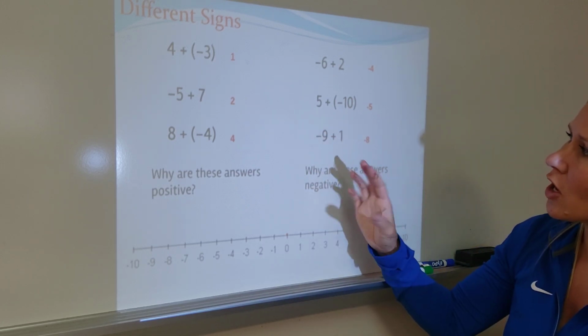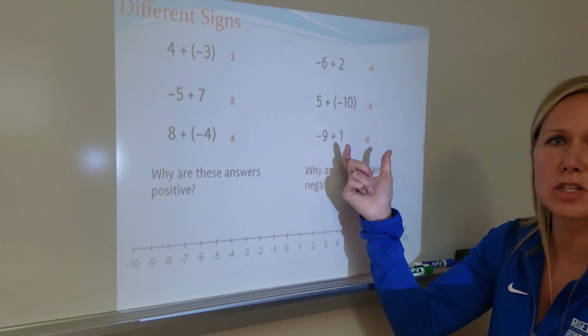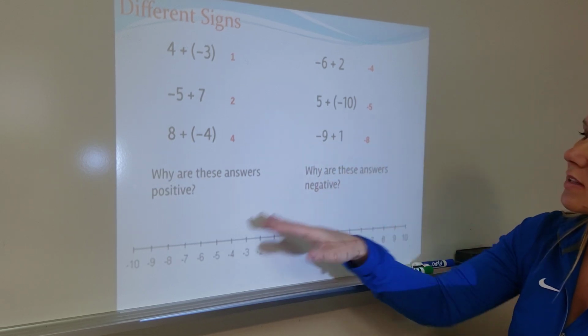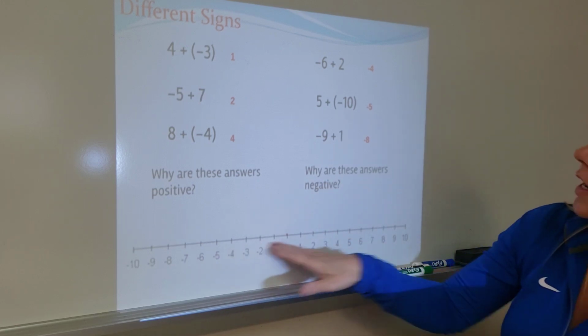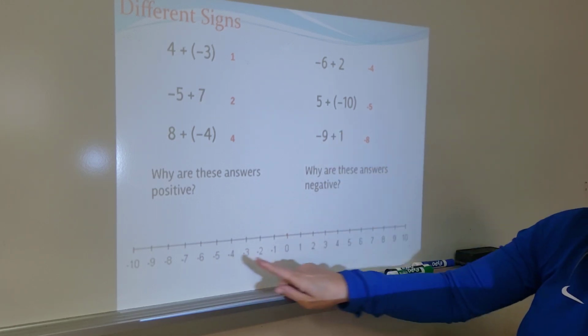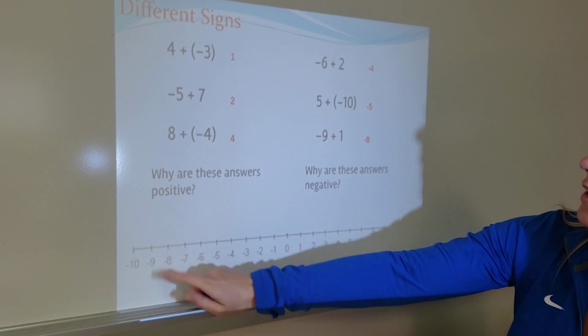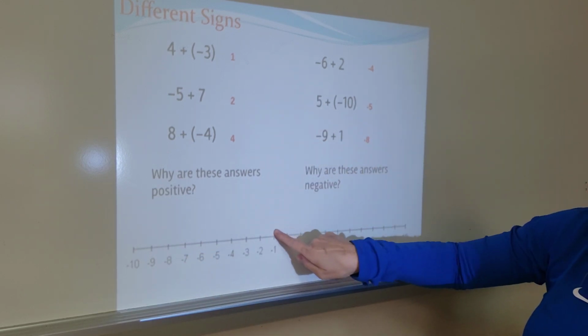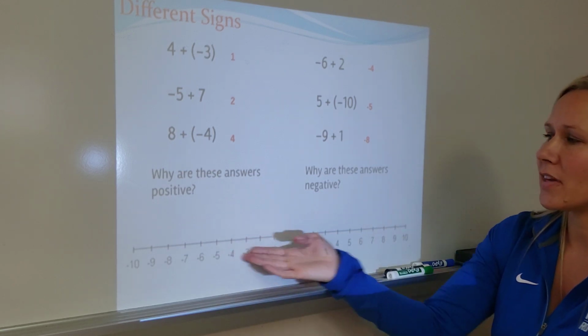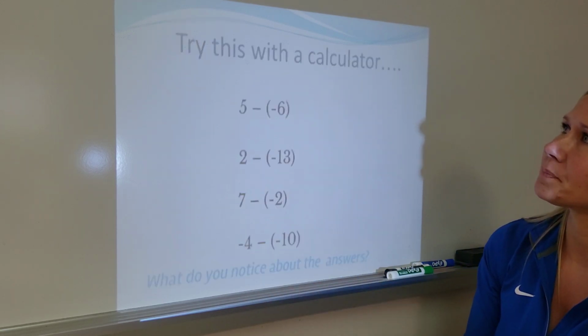So last year, you may have learned this with the positive and negative chips, or maybe you did this on the number line last year. Whatever your brain thinks of. I like the number line where if I'm doing -9 plus 1, I'm over here at -9 and I jump 1. Here if I'm doing 5 plus -10, I'm at 5 and I go backward 10 places. But the number line is very useful with this.